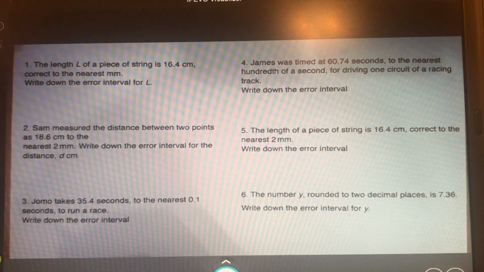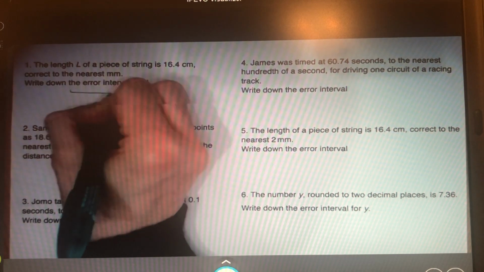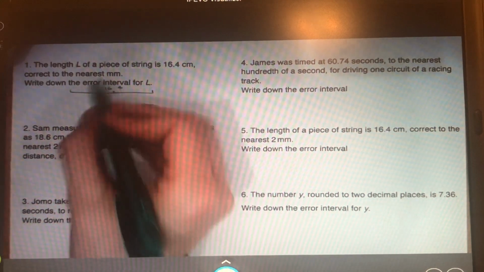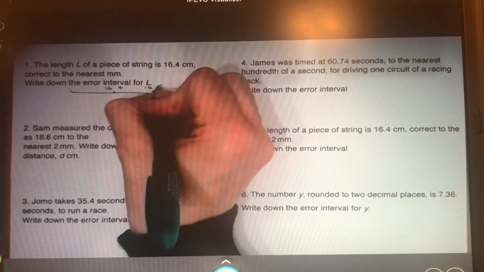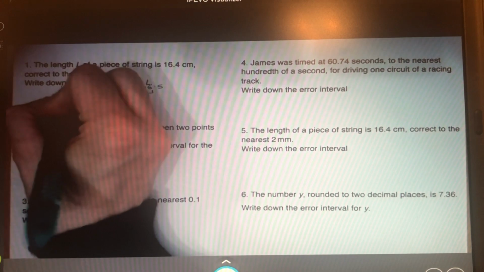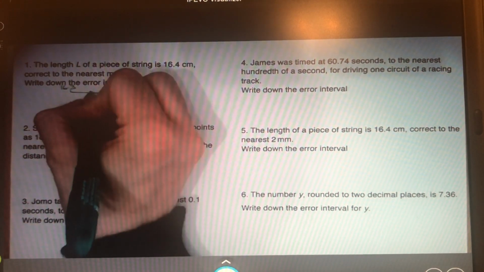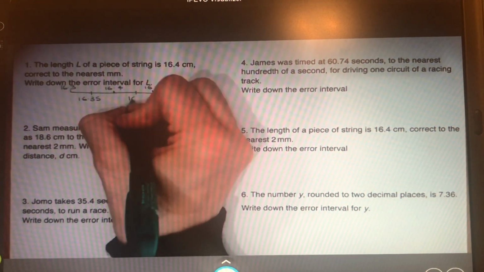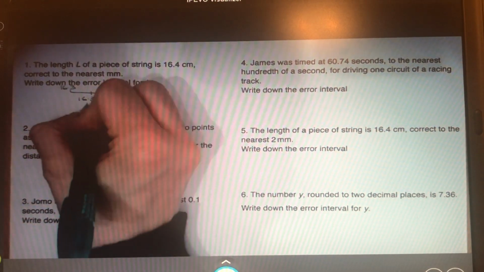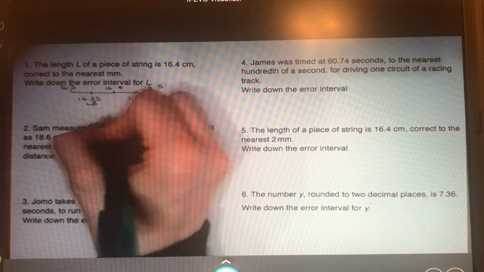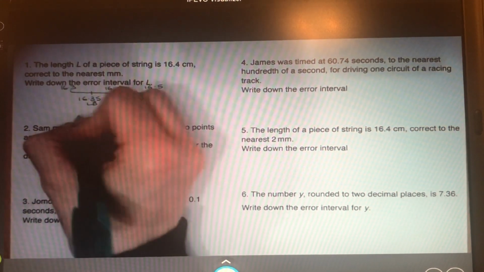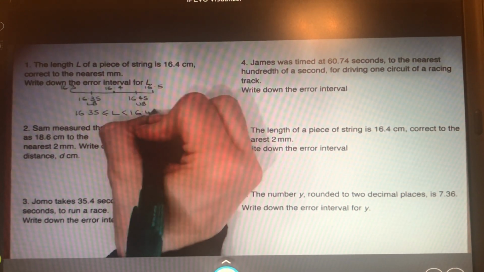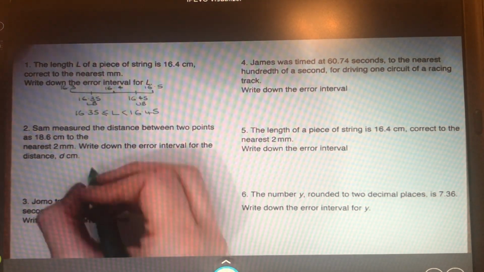Okay then, so the first one here, draw your number line. 16.4 goes in the middle. It was the nearest millimetre, so up 1 millimetre, 16.5, down 1 millimetre, 16.3. Find your halfway values, 16.35, 16.45. That's your lower bound, that's your upper bound. So your error interval, the lower bound is included and the upper bound is not. Okay, next question.